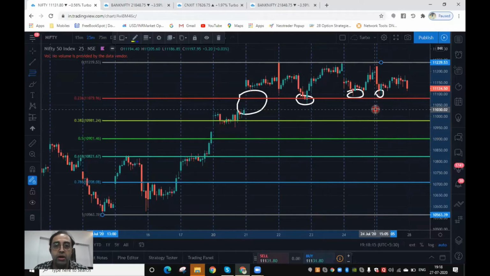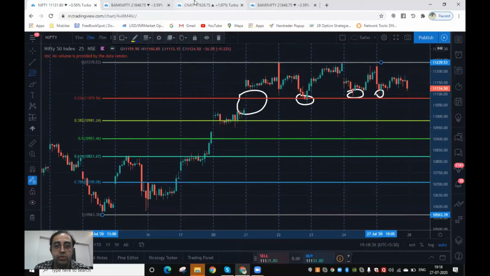So we have a 200 to 250 point fall possible in Nifty, and that seems to be a worrying factor if it moves below this zone. Otherwise, all is well with Nifty. So overall prospects continue to be on the bullish side as long as this level continues to hold.